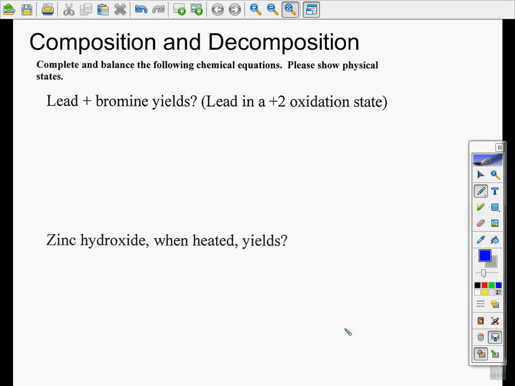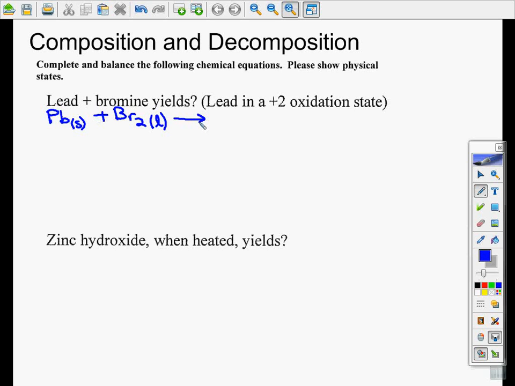So we're going to start with lead. And lead, just Pb. And it's going to be a solid. Notice no charges, not an ion or anything. And with bromine, remember bromine's diatomic, so Br2. And we look at the periodic table and find that bromine is a liquid. So we have lead plus bromine yields.